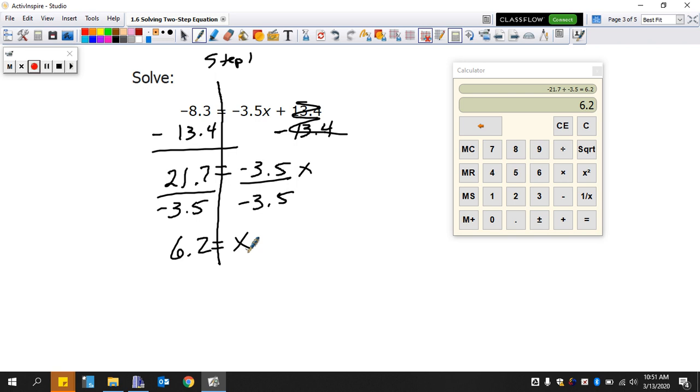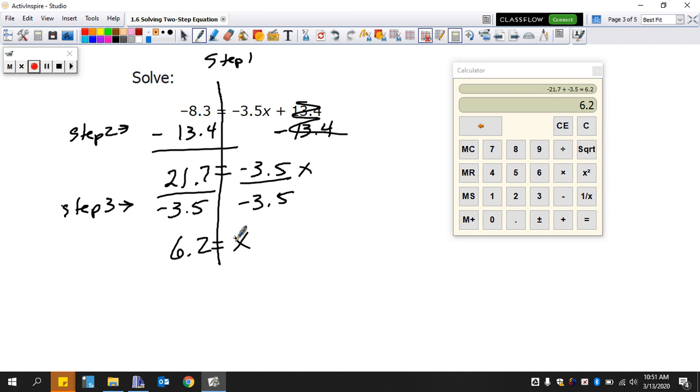All right, take a look. Once again, this is step 2 up here. This is when we're dividing, which is step 3.